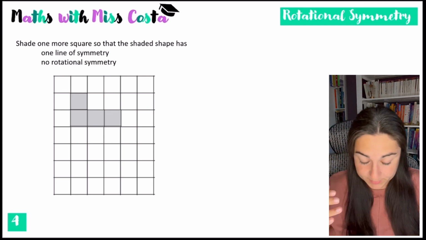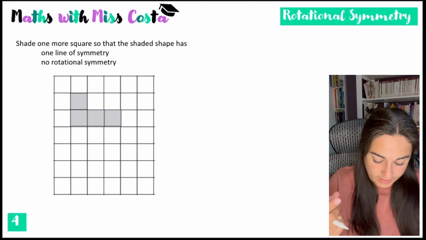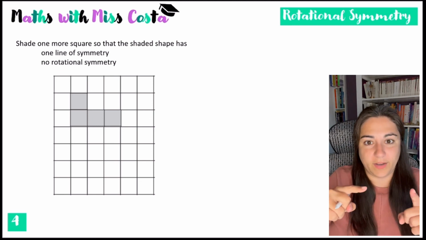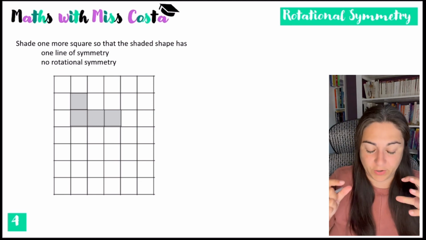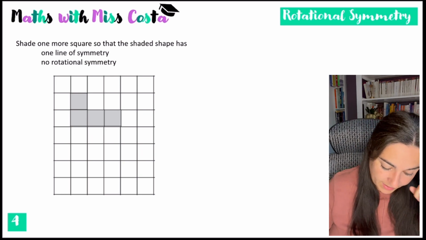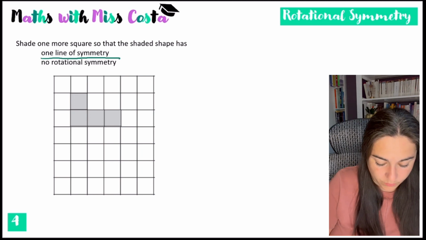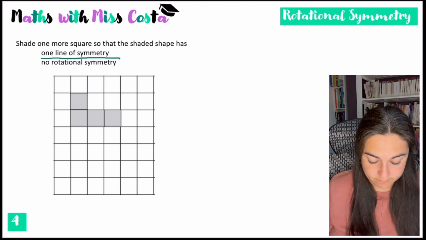Okay, so rotational symmetry just means when you rotate the shape around, how many times does it fit onto itself after you've rotated it? So you want to shade one more square so the shaded shape has one line of symmetry and no rotational symmetry. Okay, so it doesn't rotate upon itself.